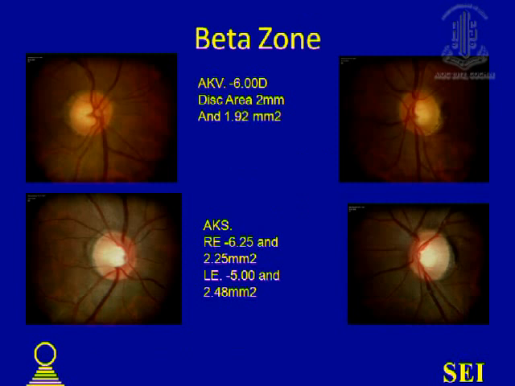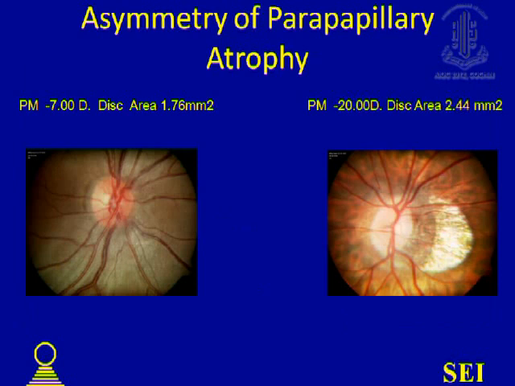So this is a beta zone that you find. This is a classical beta zone. -6 diopter myopia, disc area is 2 millimeters, and 1.92 millimeters in the right and the left eye. So you can see this classical beta. So this is what we call the classical beta zone. And this is asymmetry of parapapillary atrophy. So this is the classical beta zone.